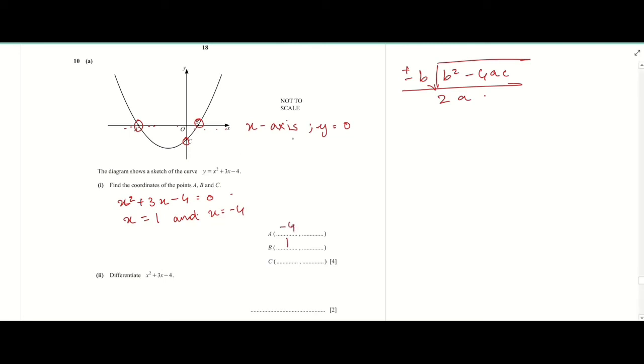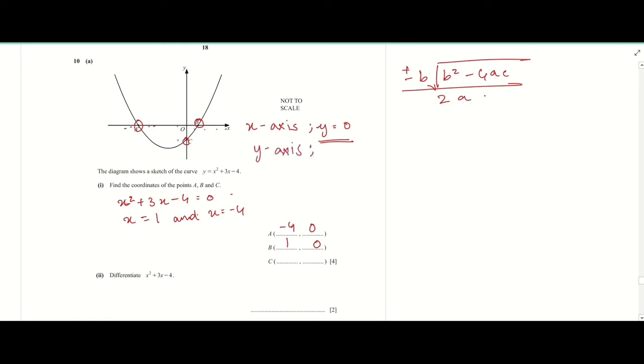Now it's obvious, we already started with stating that y equals 0, so for both A and B, y will be equal to 0. We found out for A and B, so for C, we need to know that it lies on the y-axis.